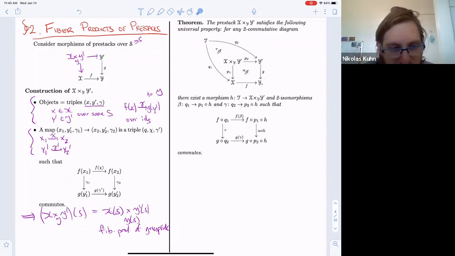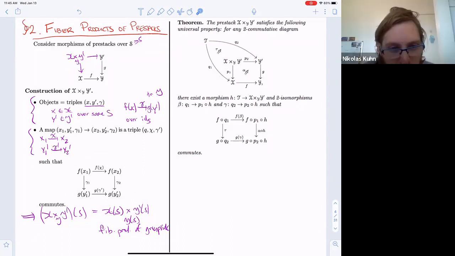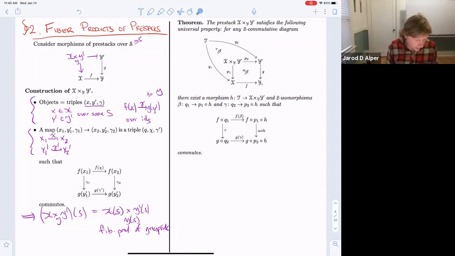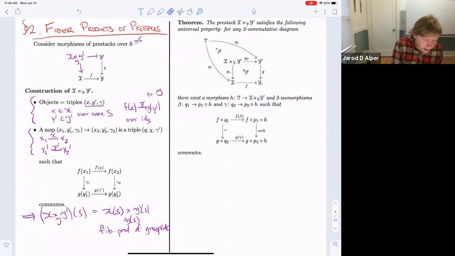Sorry, so there's no Q actually? Maybe I missed that. You're right, it is a triple Q, chi, gamma prime. Is this diagram supposed to be two commutative? Oh yeah, Q should be there. If this object is over S and this is over say S1 and this is over S2, then Q is the map between them.